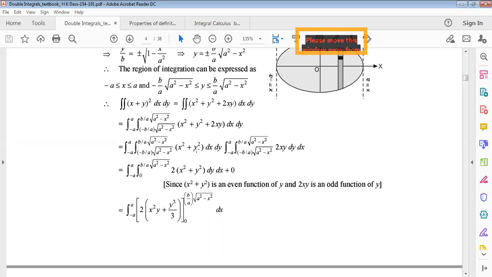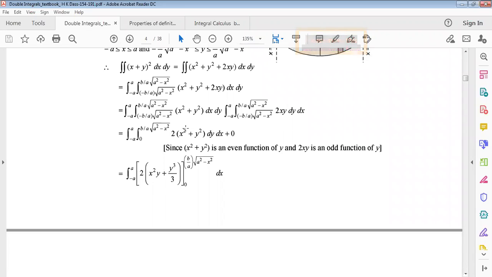But this one is even. Why? If we replace x by minus x, then there will be no effect of the negative sign. That means the functional value will not change. This is why this is an even one, and this even one can be written as a single part, 0 to positive 1, by multiplying two. Then minus this to plus this can be divided into two parts, and we can write 0 to the upper limit by multiplying 2 because of the even function.